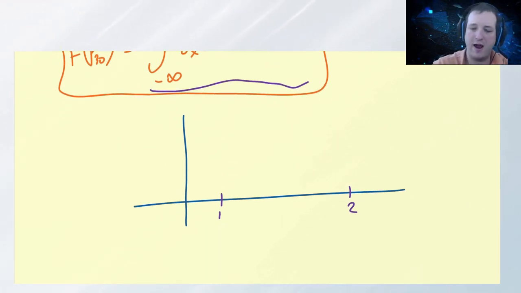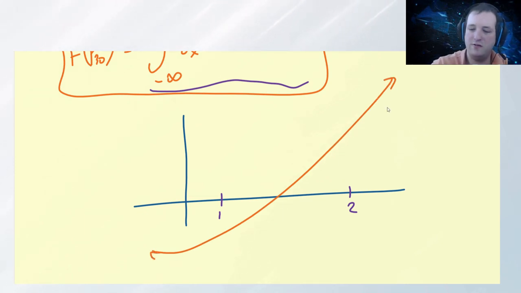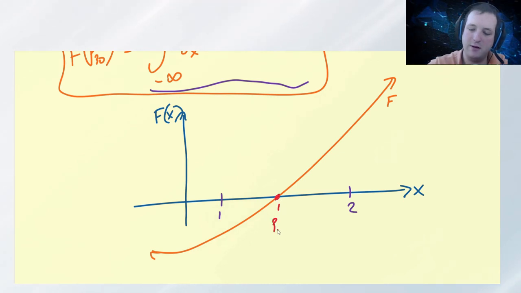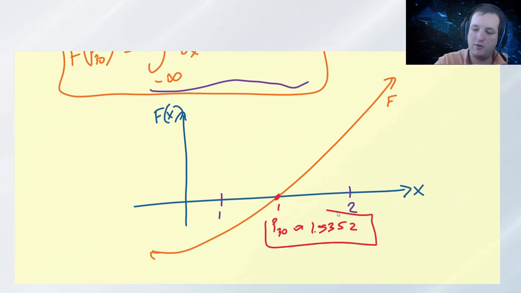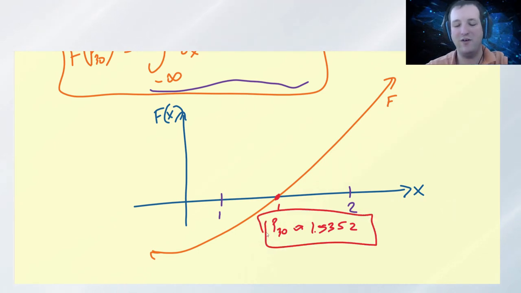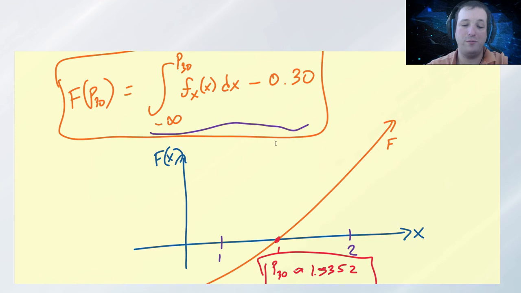So actually, when you graph this particular function, you're going to get something like this, right? So this is the graph of capital F, and this is going to be x, and this is going to be capital F of x, right? So this point here, that's going to be p30, right? So you can actually go through the process and find that p30 is approximately equal to 1.5352. The graphical way is definitely the easiest way to find them, at least pretty quickly, or you can do it by hand if that is more your preference.